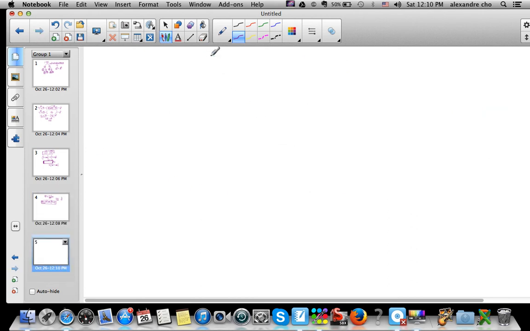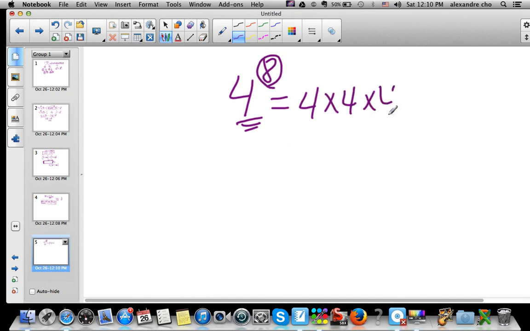What do we have? 4 to the 8th in expanded form. Again, don't evaluate this, just write it in expanded form. So you've got 4, which is the base, and the exponent tells you to multiply the base by itself 8 times. So we get 4 times 4, 4 times 4, 5 times, 6 times, 7 times, and 8 times. Okay.